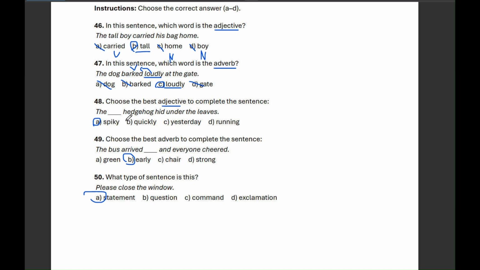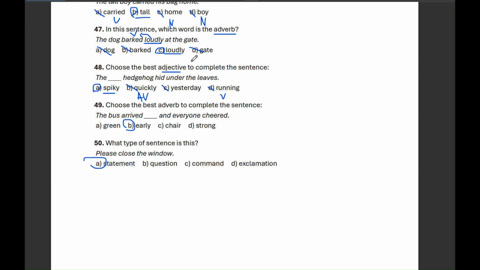Option B, quickly, is an adverb. It describes how an action is done, so it doesn't fit here. Option C, yesterday, is a time word, which also doesn't describe the hedgehog. And option D, running, is a participle that doesn't quite fit in this context. So the correct answer is A, spiky. The explanation clearly states that spiky describes the hedgehog, giving us more information about its appearance, which is the function of an adjective.